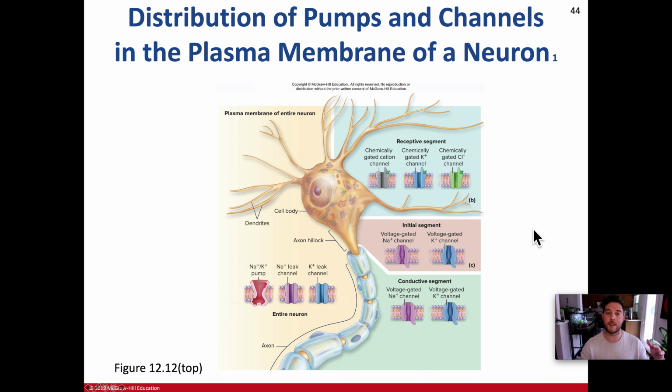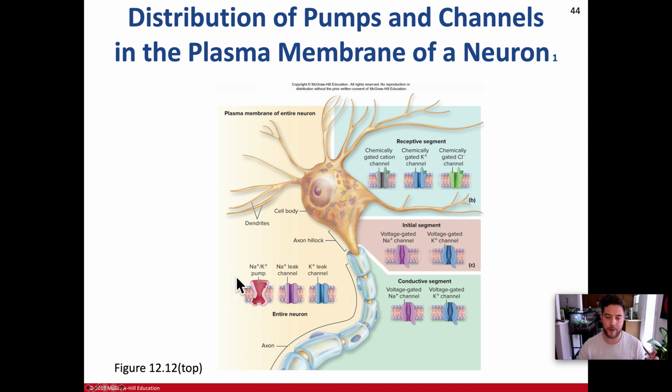Because remember, with neural signals, we're taking an electrical signal, we're transmitting it to a chemical one, and then we're turning it back into an electrical signal, and then it'll be turned back into a chemical signal. So if you think about chemically gated and voltage gated channels like that, it makes sense where they're going to appear. So the initial and conductive segments are all voltage gated.